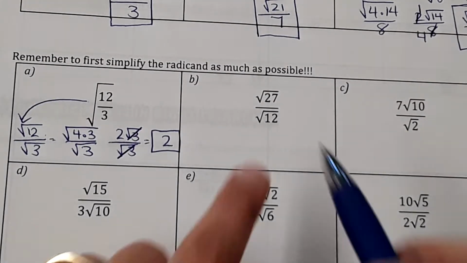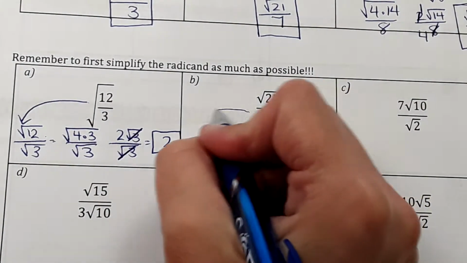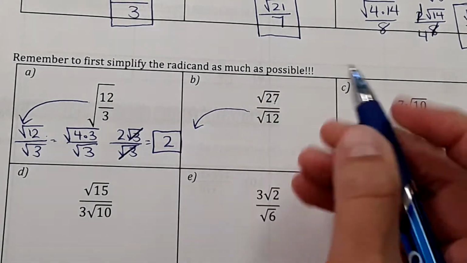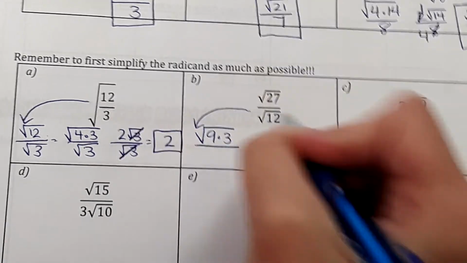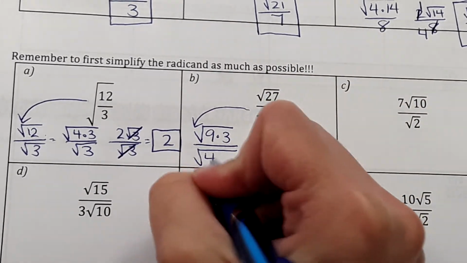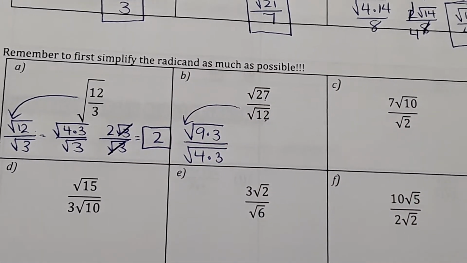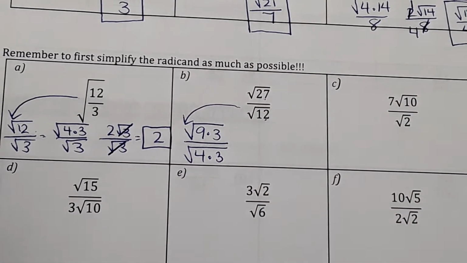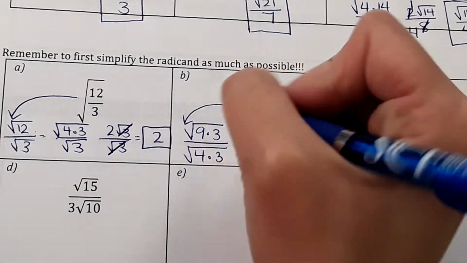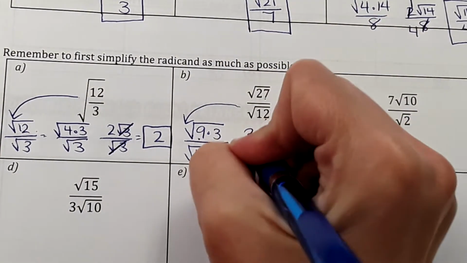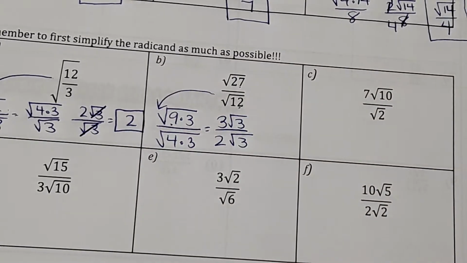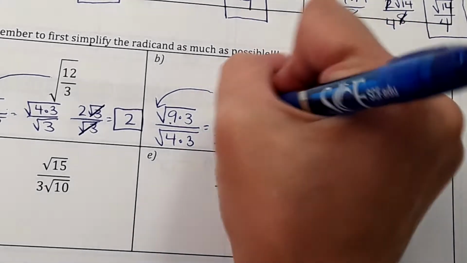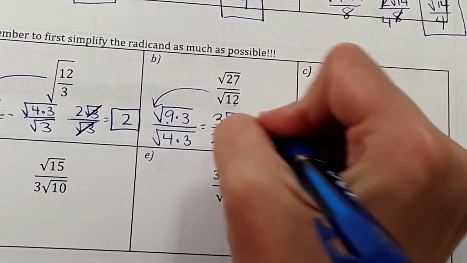For B, again, I'm going to simplify earlier rather than later. So splitting up square root of 27 as 9 times 3 over the 12, I'll do 4 times 3. And then square root of 9 is 3. 3 square root of 3 over 2 square root of 3. And then just like in the last one, the square root of 3's cancel, and we're left with 3 halves.